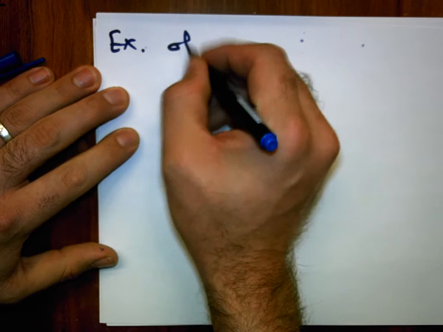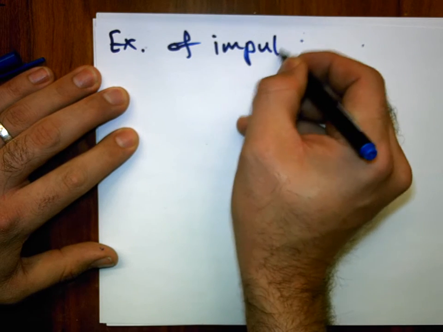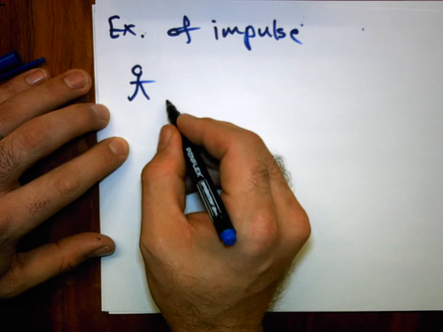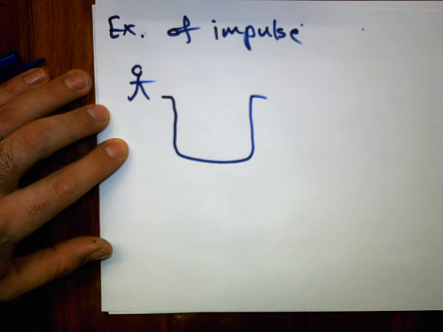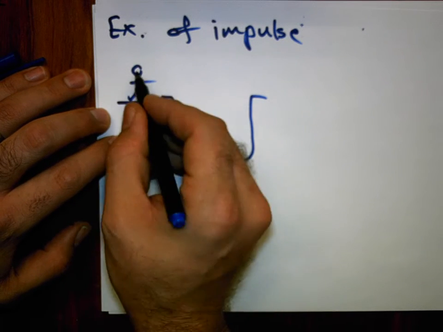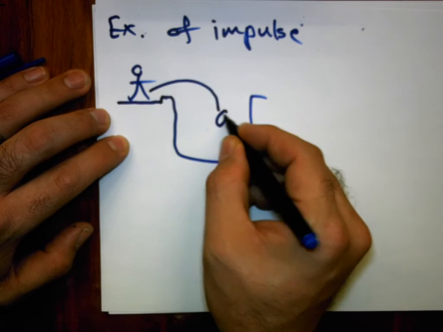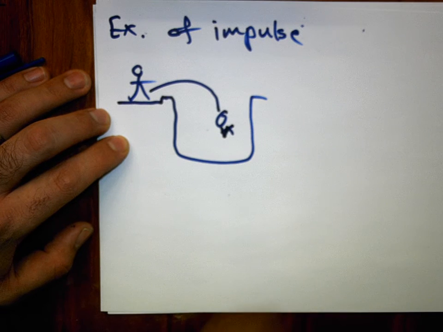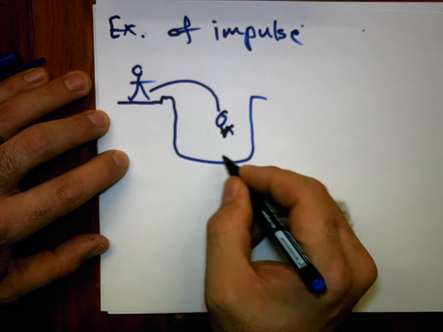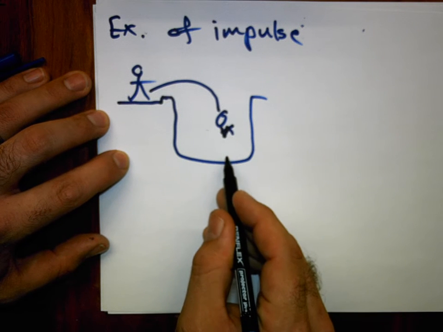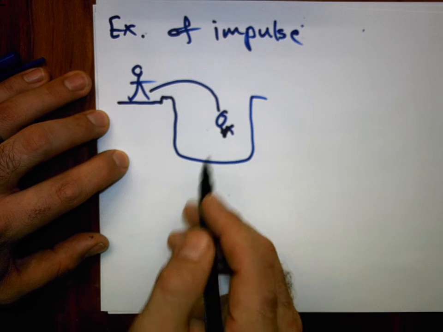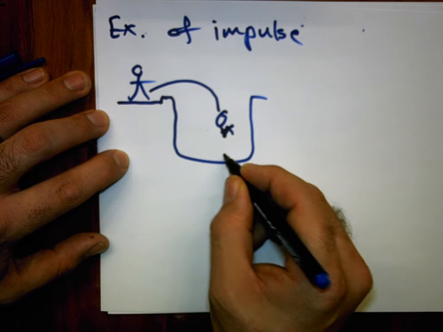An example of impulse. Let's say it's a hot summer day and you're outside and there's a swimming pool, and you close your eyes and jump into the swimming pool, making a cannonball. And right before you reach the bottom of the pool, you forgot to check that there's water in the pool before you jump.